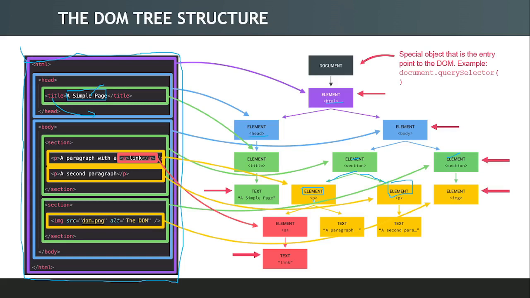And inside the paragraph, you can see in one paragraph we have some text and an anchor tag. So you see in this paragraph we have an anchor tag, which is this one, and then we also have a text, which is this one, a paragraph with a link. So you can see here a link, and inside this anchor tag we can see we have a text.